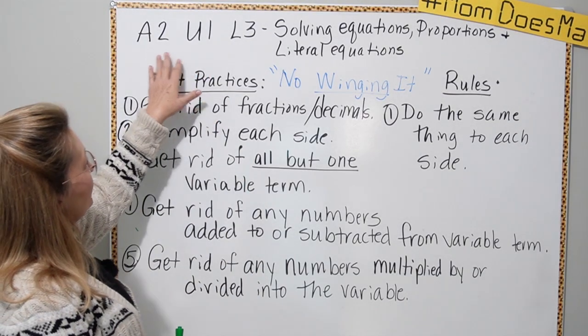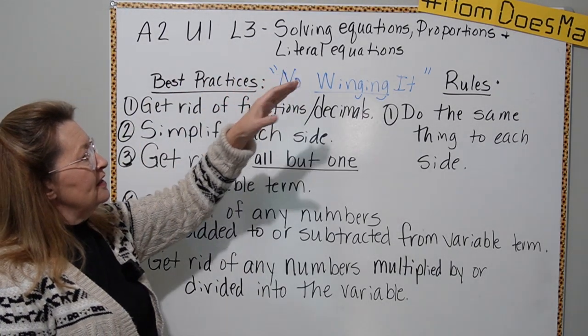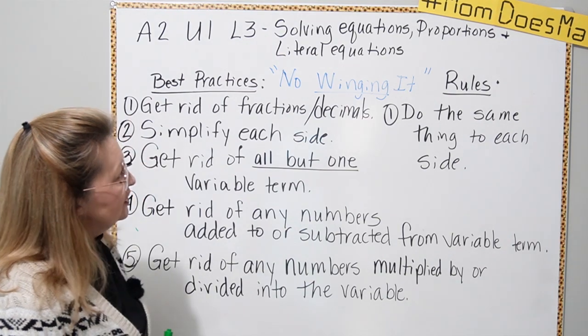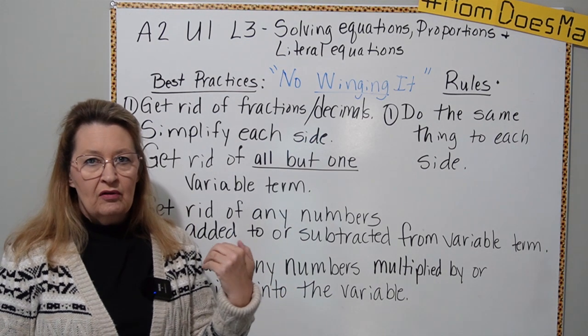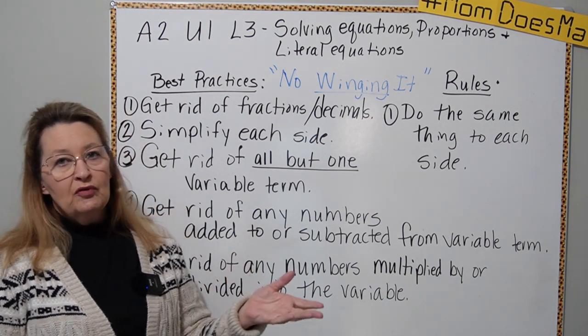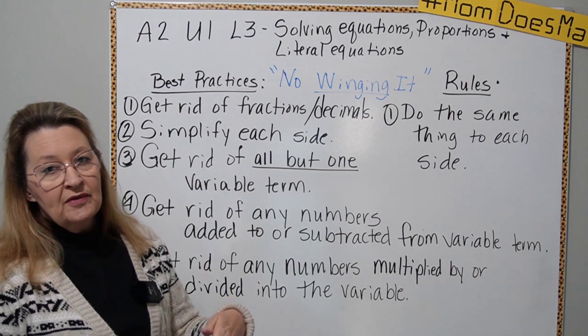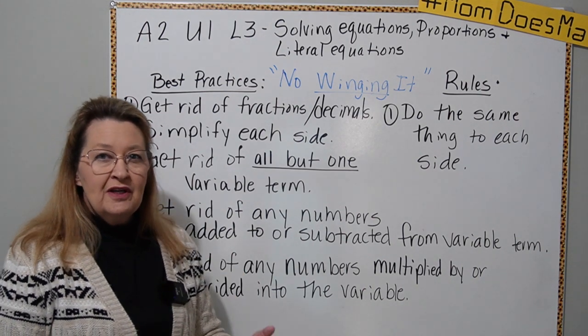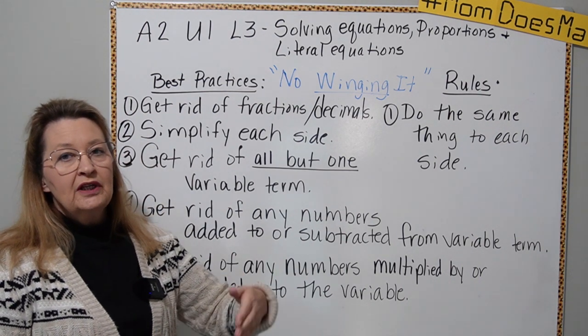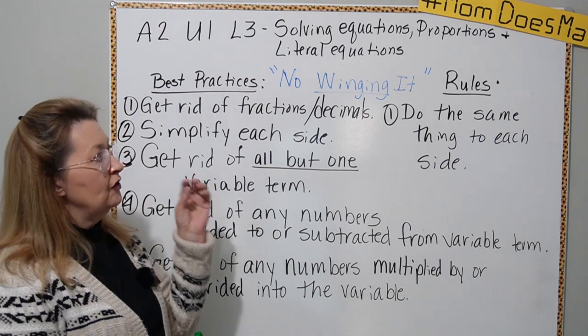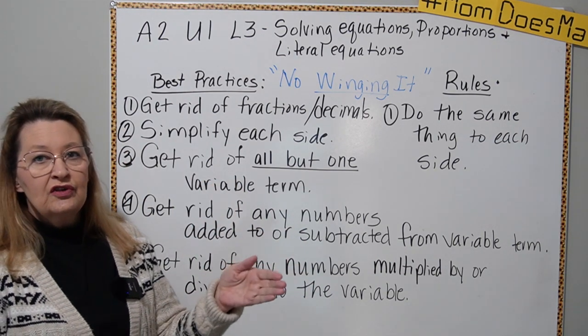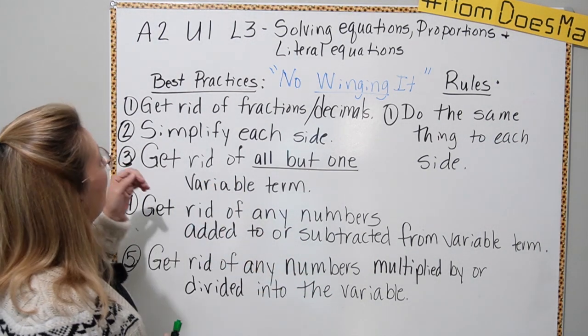Okay, we're in A2 Unit 1 Lesson 3, and this is about solving equations, proportions, and literal equations. I know a lot of this is going to be a review, but remember, at this level, when we review something, even if you're not learning something new, you are supposed to be building your speed and your consistency. So you still need to practice, all right?